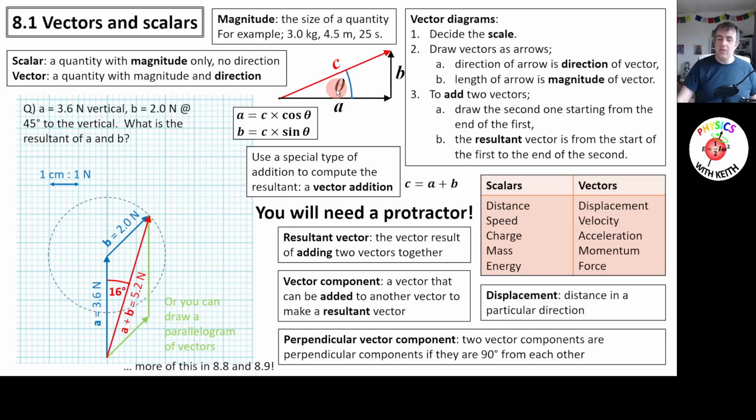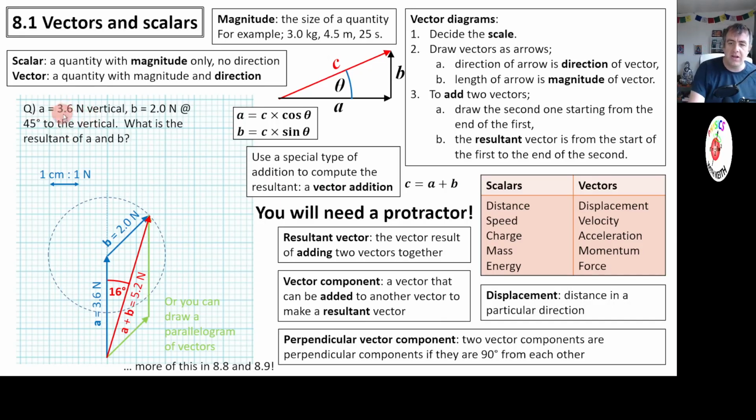So now we've got the idea that we're going to do a vector addition. How can we do that? Well, if it's a right-angled triangle, we could use Pythagorean theorem. No problem. It works. But what if it's not a right-angled triangle? Well, at GCSE level, what we then have to do is a vector diagram, a scale diagram. And these are the rules, the instructions that you follow on the top right.